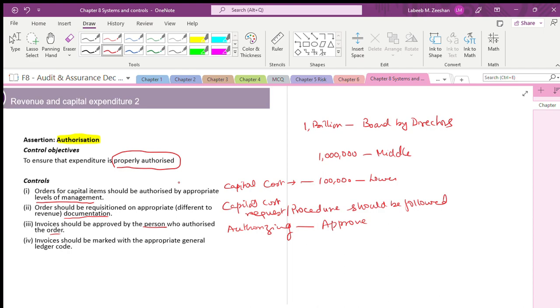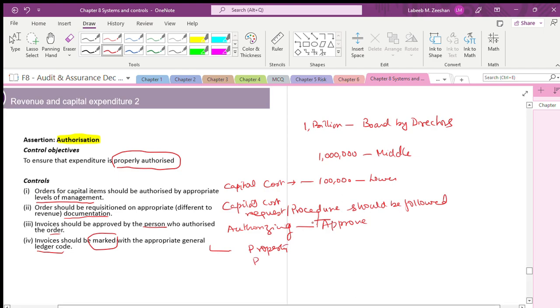Now, invoices should be marked with the appropriate general ledger code. Once it has been identified, you have to mark the invoices with the appropriate ledger code. When we are talking about the capital cost, we are talking in terms of property, plant, and equipment. For each thing a different code has to be there.